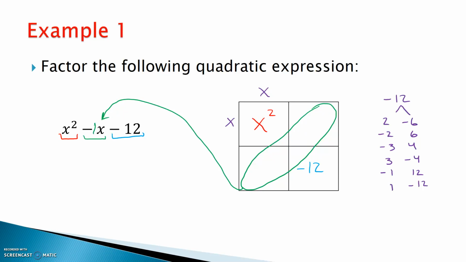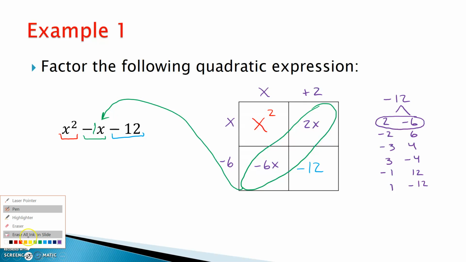I want to be smart about this. If you're smart about it, you can think ahead, but I'm just going to pick the first one and see what happens. 2 and negative 6. If I make this a positive 2 and this a negative 6, 2 times negative 6 is negative 12. That checks out. When I combine my like terms diagonally, they should give me negative 1. What's 2 times x? That is 2x. What is x times negative 6? That is negative 6x. Negative 6x plus 2x gives me negative 4, and that's not what I need. I needed a negative 1.